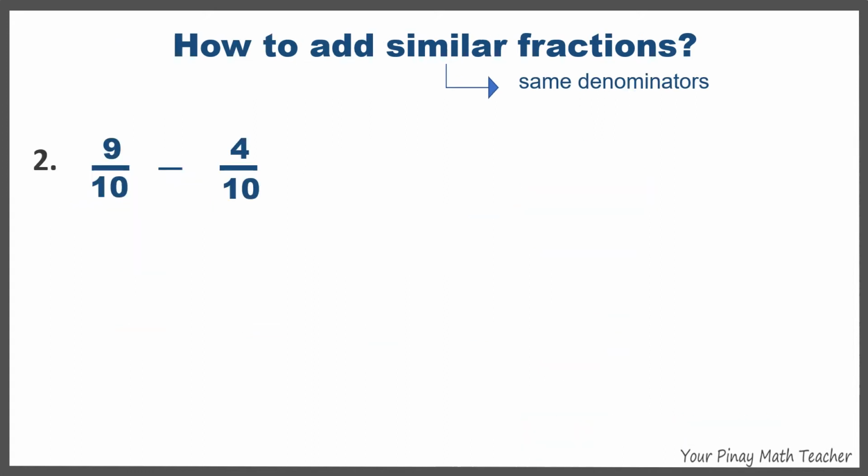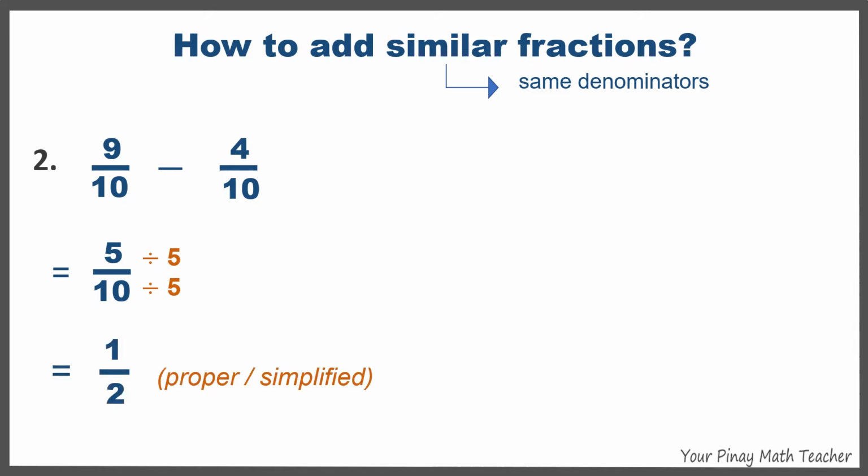Number 2, 9/10 minus 4/10 is equal to 5/10. This can still be reduced by 5. So the final answer is 1/2.